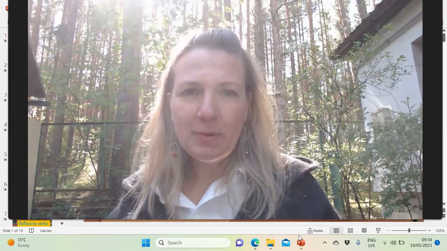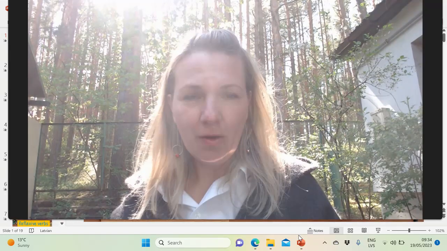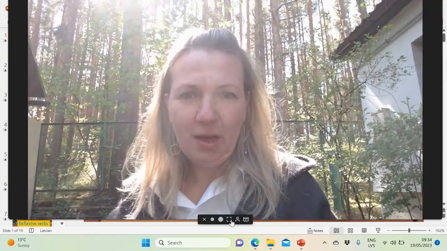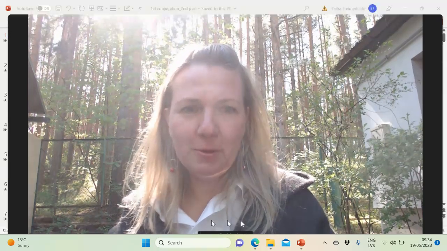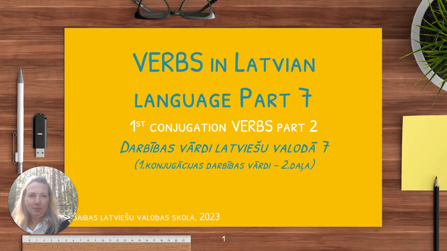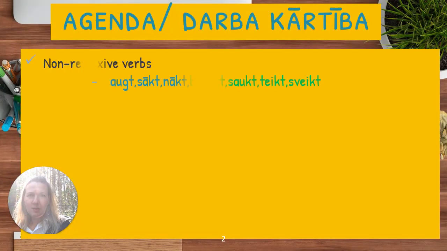And today we will talk about the first conjugation verbs, two small groups. So this is the second part about this group of verbs. Today we will look at non-reflexive verbs and how to conjugate these verbs in present, past and future forms. Augt, sākt and nākt, and that's the first group. And the second group, braukt, saukt, teikt and sveikt.